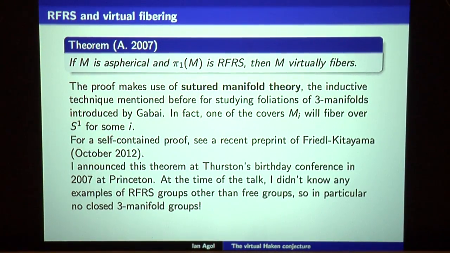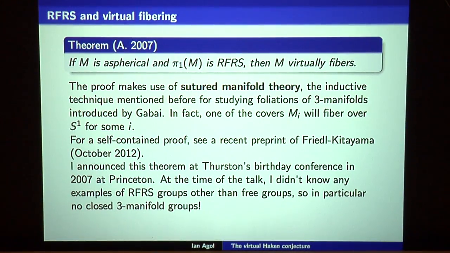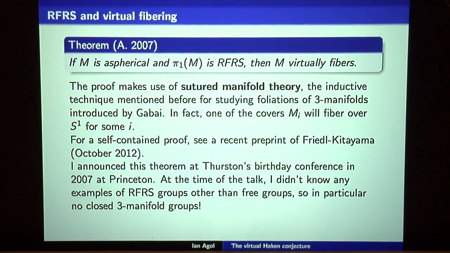Now, I wanted to point out that I announced this theorem at Thurston's birthday conference in 2007 here at Princeton. It was a different lecture hall, but at the time of the talk, I didn't know any examples of closed three manifolds or interesting three manifolds that had RFRS fundamental group. I only knew it held for like free groups. So in particular, I didn't have any examples of closed three manifolds that were then virtually fibered from this condition. Although it does have interesting consequences for like handlebodies.